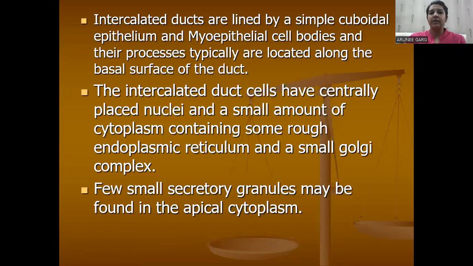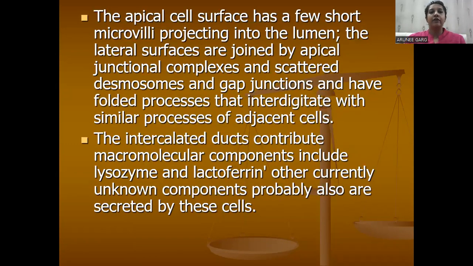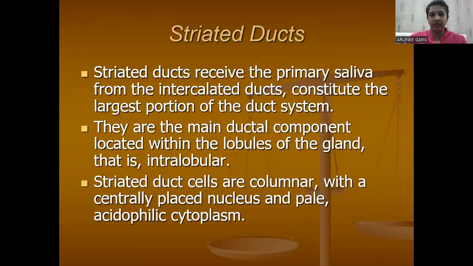The intercalated duct cells have centrally placed nuclei and a small amount of cytoplasm containing some rough endoplasmic reticulum and a small Golgi complex. Few small secretory granules may be found in the apical cytoplasm. The apical cell surface has a few short microvilli projecting into the lumen. The lateral surfaces are joined by apical junctional complexes and scattered desmosomes and gap junctions, and have folded processes that interdigitate with the similar processes of the adjacent cells. The intercalated ducts contribute macromolecular components, including lysozyme and lactoferrin, which are present in the saliva. Other components are also secreted by these cells.